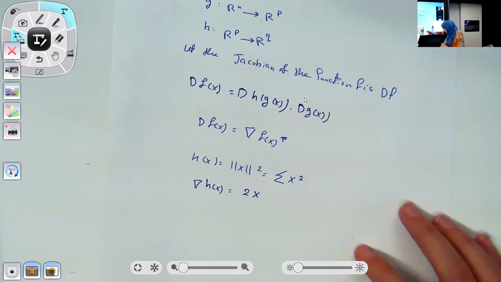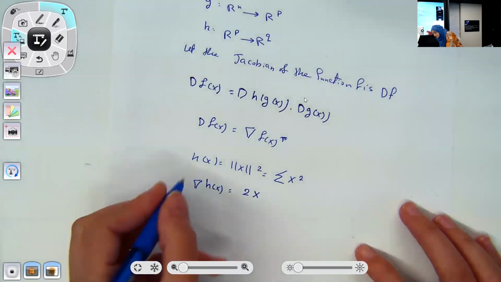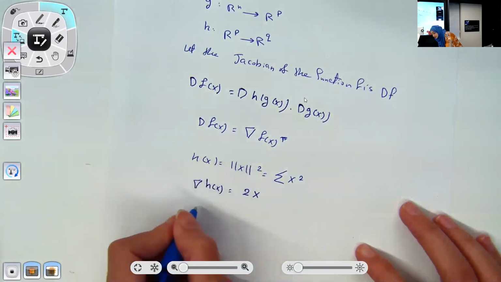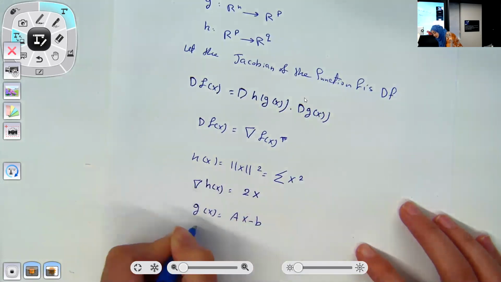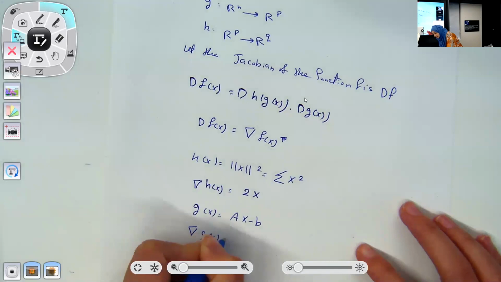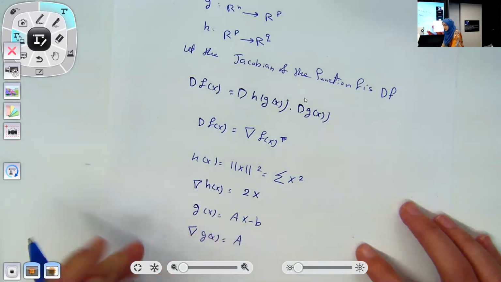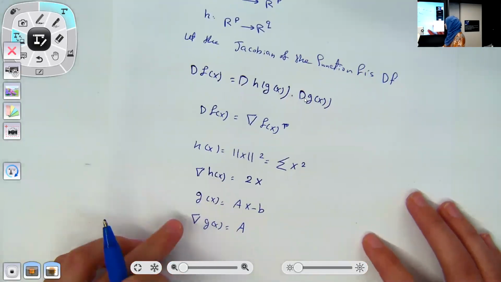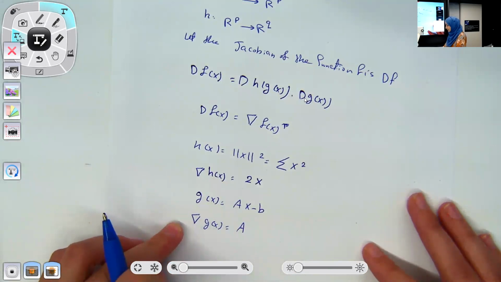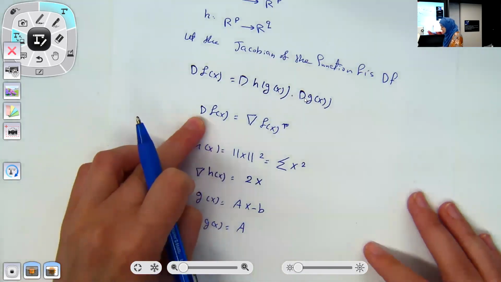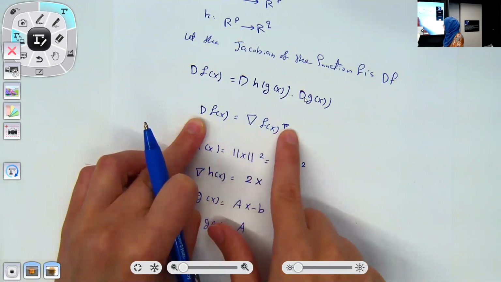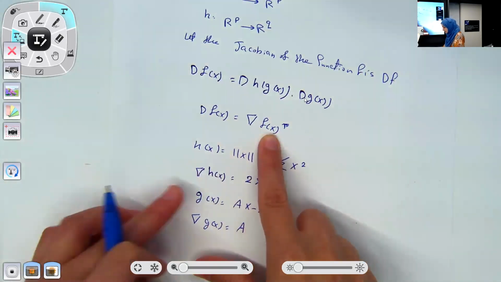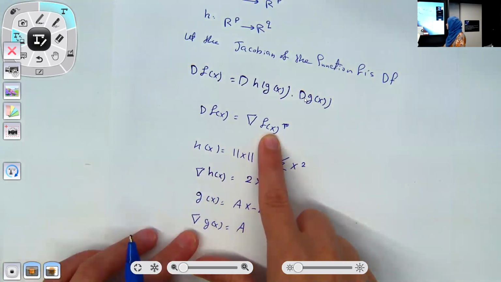And if I'm trying to find the derivative for the function g of x, which equals ax minus b, the gradient of this function equals a. Just the derivative for the first one and the derivative for the second one. Now we need to go to the gradient of f of x transpose and find this by using the gradient of h of x and the gradient of g of x.